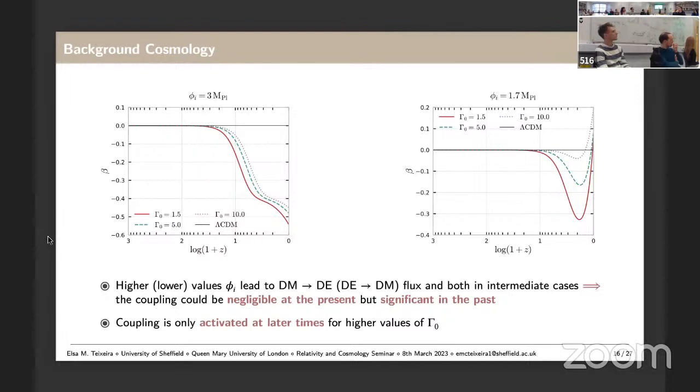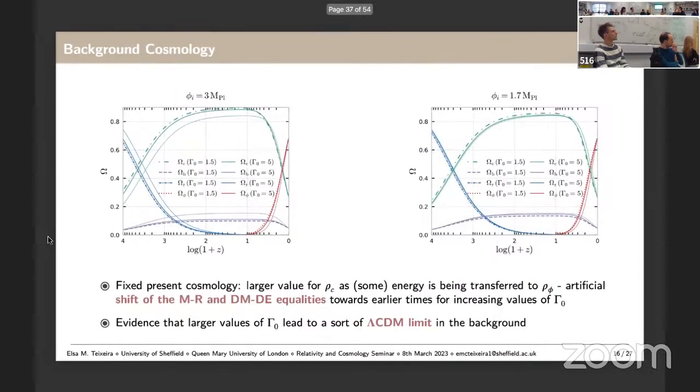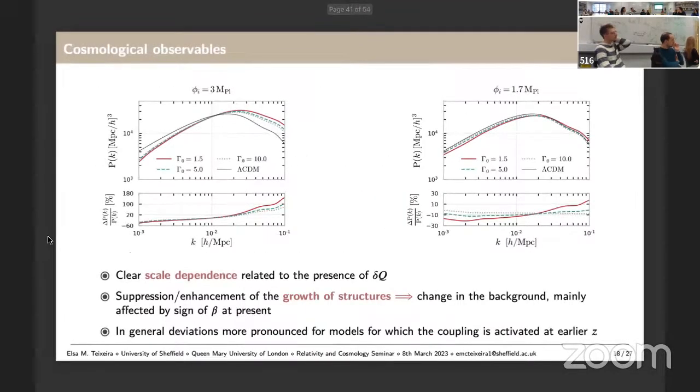But if you see the purple line, it is always approaching a lambda CDM behavior, because one of the problems of this model is that we don't have a well-defined lambda CDM behavior, because we cannot just set the warp factor to zero or to one, and we can never recover properly lambda CDM.